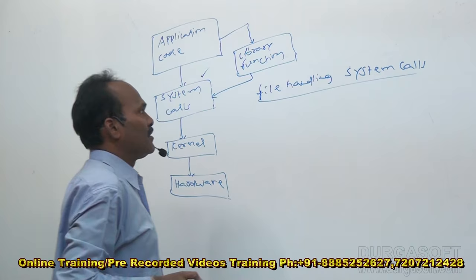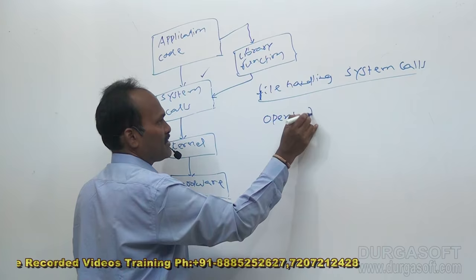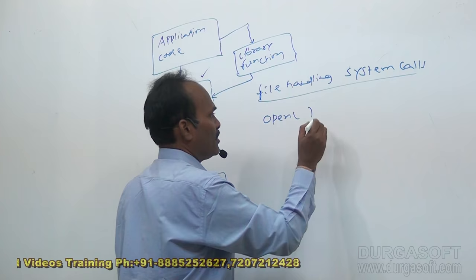File handling system calls we are going to discuss now. As a part of file handling system calls, first we are going to see the open function. This is exactly the same as the fopen library function. This is going to create a brand new file along with some mode.